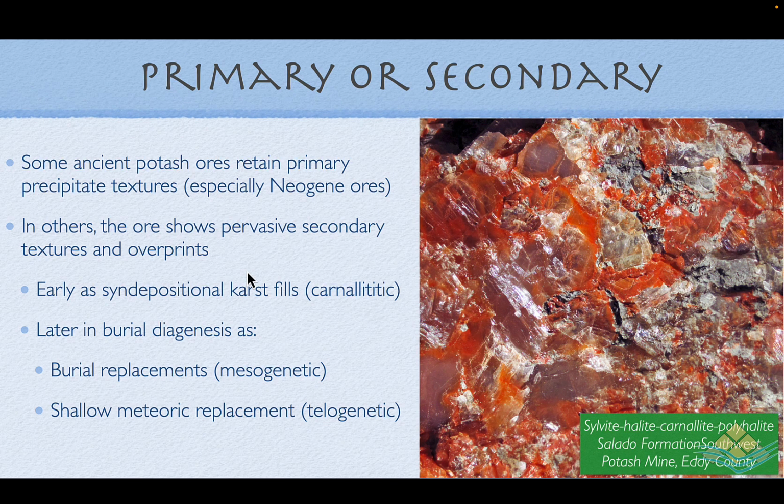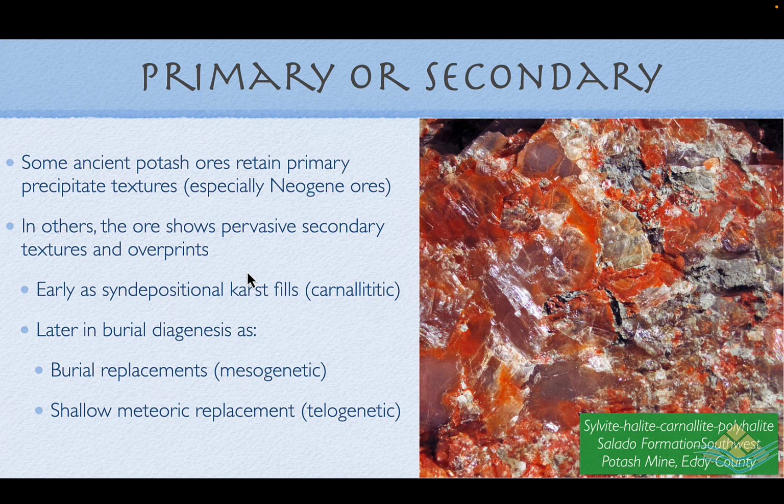And we look at that in a lot of detail, along with all aspects of potash geology, in our potash evaporites course. This is a summary of some of the broad discussions that we make in that potash course. Some potash ores do retain their primary laminar chevron halite alternating with sylvite depositional laminae. But in others, we see much more pervasive secondary textures and overprint, and this is especially so as we go further back into the rock record.